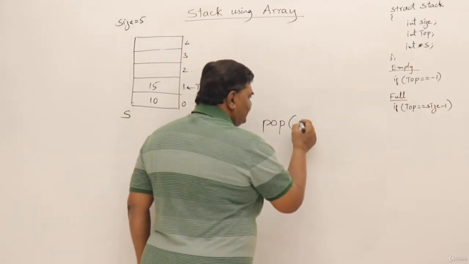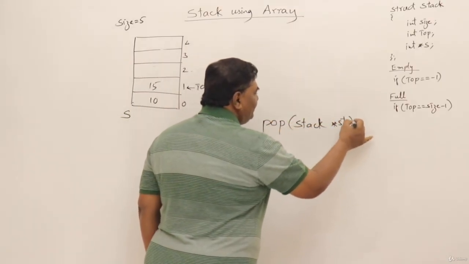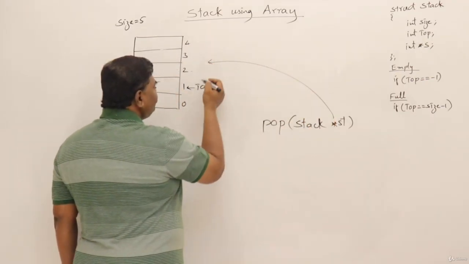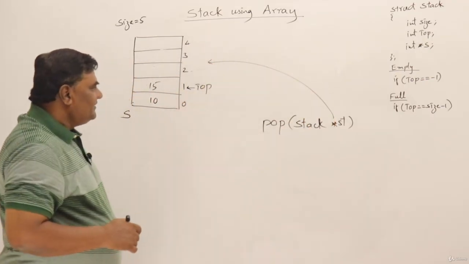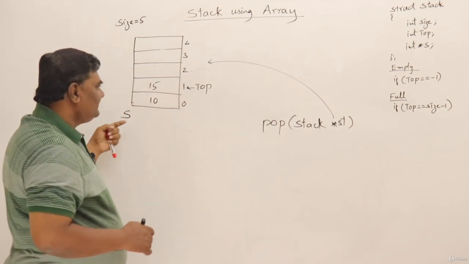So it's of that type, structure stack star st. So I'm taking a pointer. This pointer will be pointing to this stack. Example, this is the stack. Using the pointer, I'll be accessing all these members, that is size, top and s.